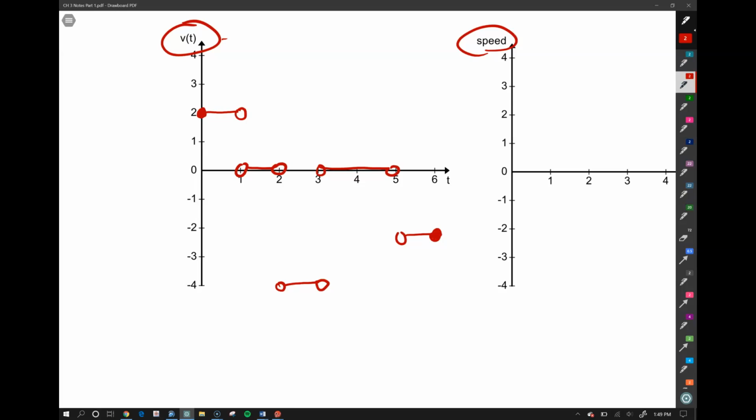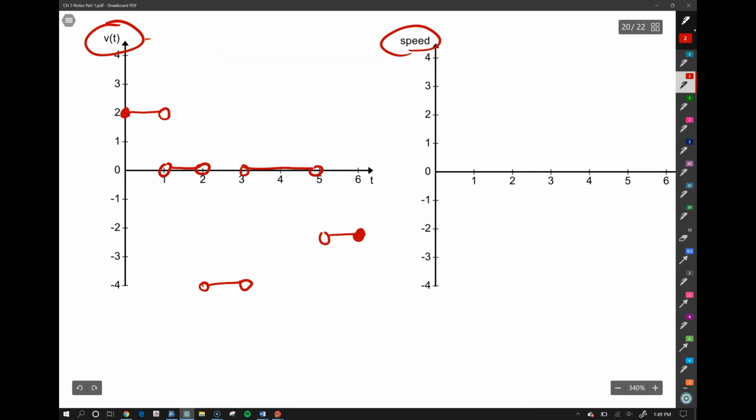Because on my speedometer, I can be going 60 miles an hour forward, that's positive. I can be going 60 miles an hour backwards, that's a negative velocity. Still, 60 miles an hour is my speed. Speed's always positive. Why would the one on the left for VT, why would that one be shaded?